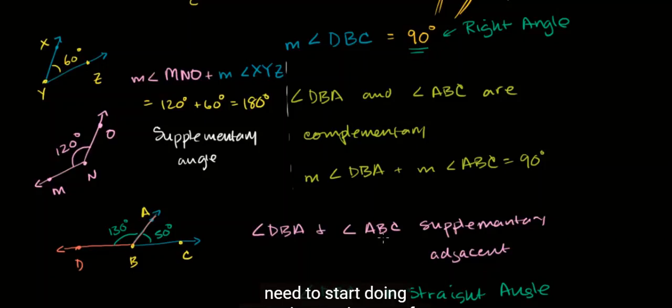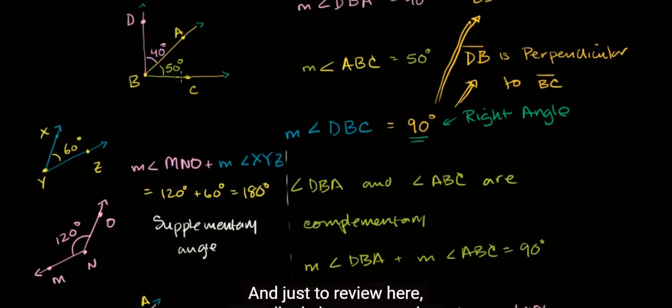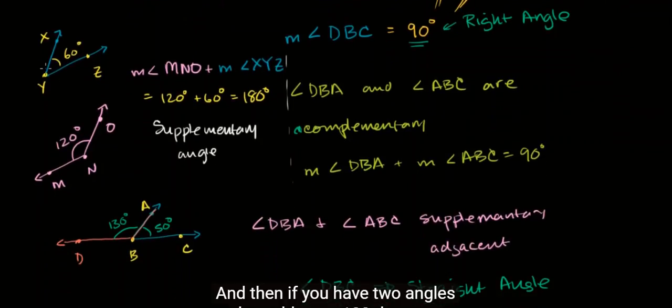I introduced you to a bunch of words here, and now I think we have all of the tools we need to start doing some interesting proofs. And just to review here, any angles that add up to 90 degrees are considered to be complementary. If they happen to be adjacent, then the two outside sides will form a right angle. When you have a right angle, the two sides of a right angle are considered to be perpendicular. And then if you have two angles that add up to 180 degrees, they're considered supplementary.